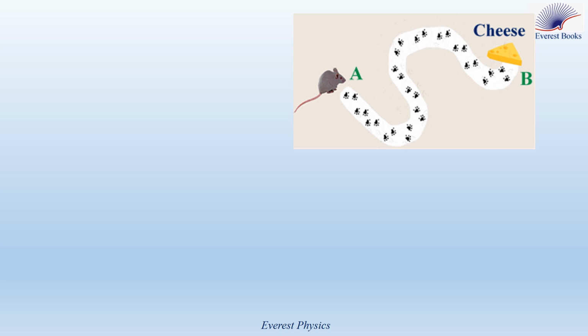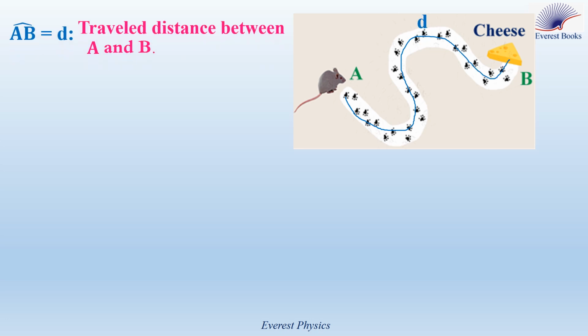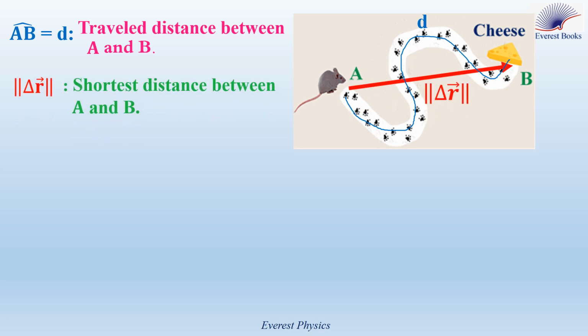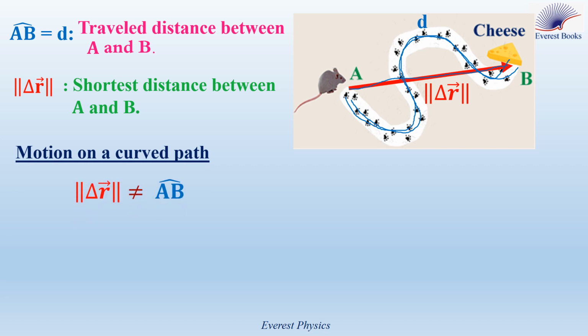The figure shows the path followed by a mouse between A and B in order to catch a piece of cheese. The actual distance or the travel distance between A and B is denoted by D, and the displacement vector of this motion is delta R. So, the magnitude of delta R represents the shortest distance between A and B. Observe the figure. The shortest distance between A and B is not equal to the actual distance covered during this motion.